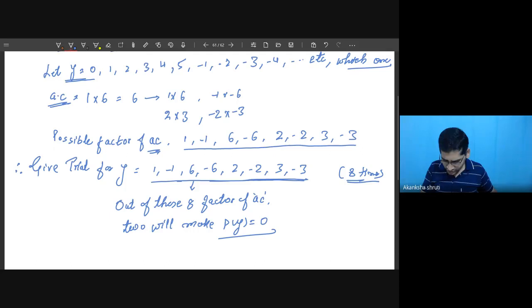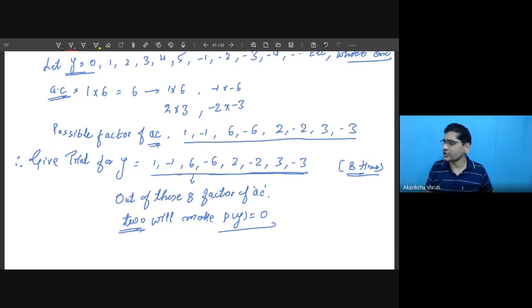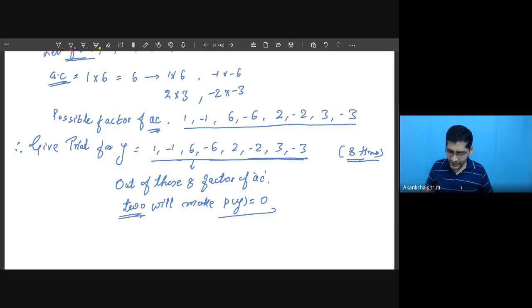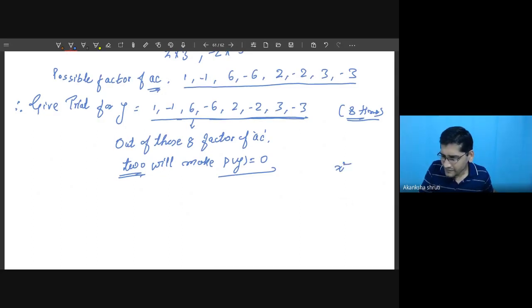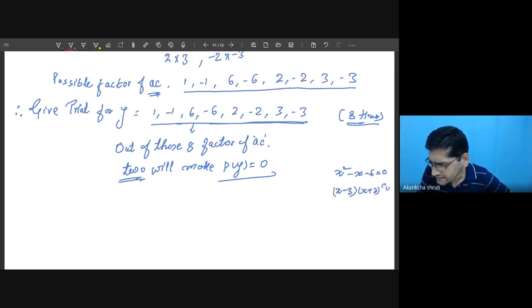So these two make p(y) equal to 0, and that will give us the zeros. By knowing the zeros, just a reverse of the factorization method can be done. Student, what was that one? If there was any polynomial, say x square minus x minus 6 is equal to 0, then we were factorizing this as (x minus 3)(x plus 2) is equal to 0 by splitting the middle term.